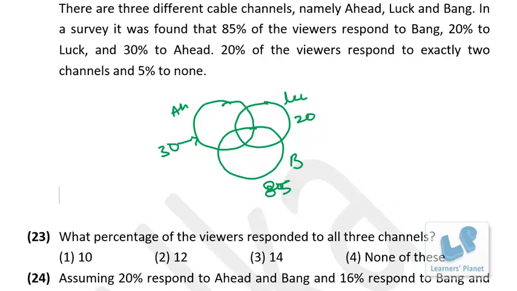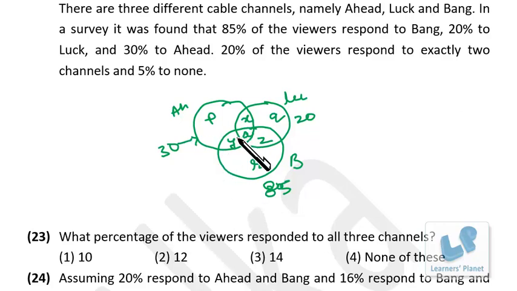Now 20% of the viewers respond to exactly 2 channels. So we have to find the area that is overlapped by exactly 2 circles. So this and this. Here I name them P, Q, and R, and this area I take as A. So A is overlaid by all 3 circles. So that is the area of the viewers who are responding to all the 3 channels.